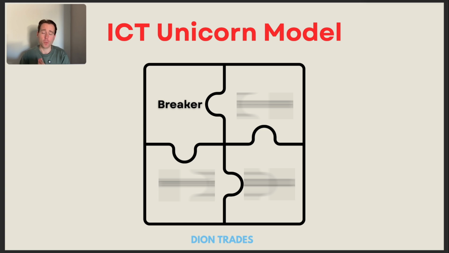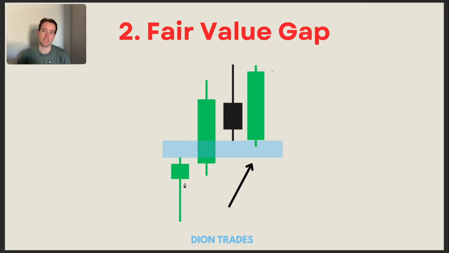So now you know how a breaker works. The second puzzle piece is one of the most important things you need to add to the unicorn model, because a breaker is only one side of the equation. The other side is the fair value gap. And the fair value gap is one of the easiest concepts in ICT concepts. It's a 3-candle pattern where there is a gap between the high of the first candle and the low of the third candle.